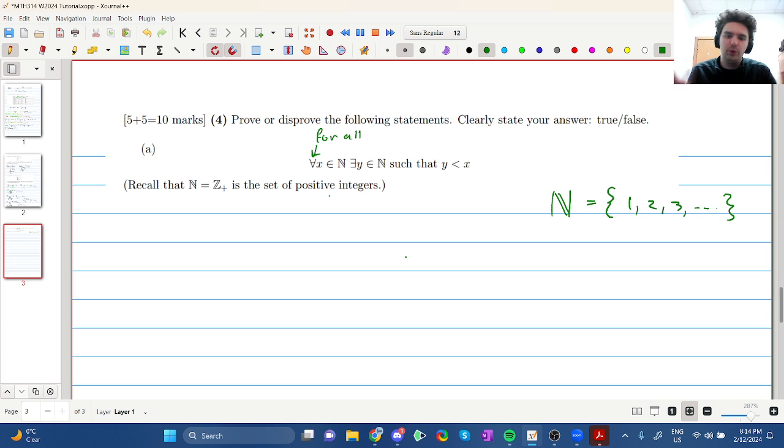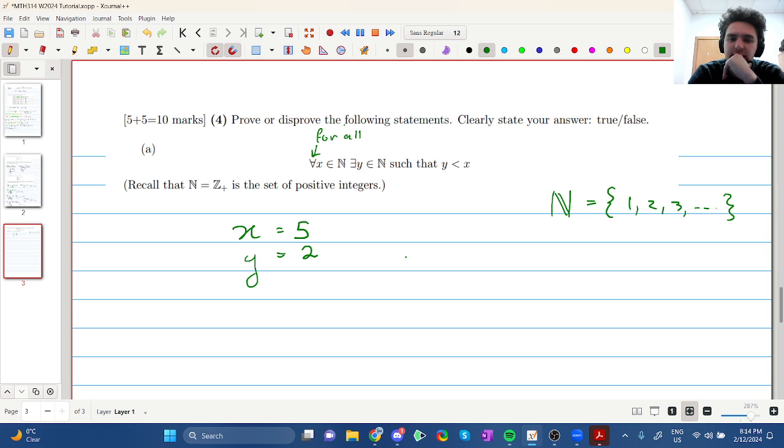What do we think? Do we think this is true or false? Just as an example, if I choose x equals 5, then is there a y value, which is also a natural number, such that y is less than it? Yeah, like y equals 2. It's not saying there is a unique one. It's just saying that there is one. What is important here is that it's true for all x values in the set.